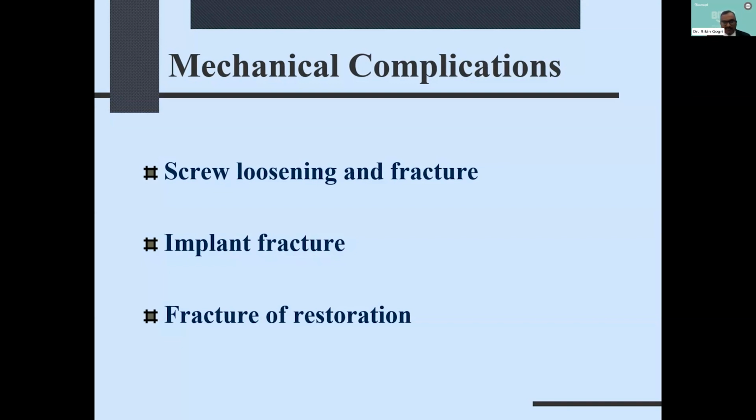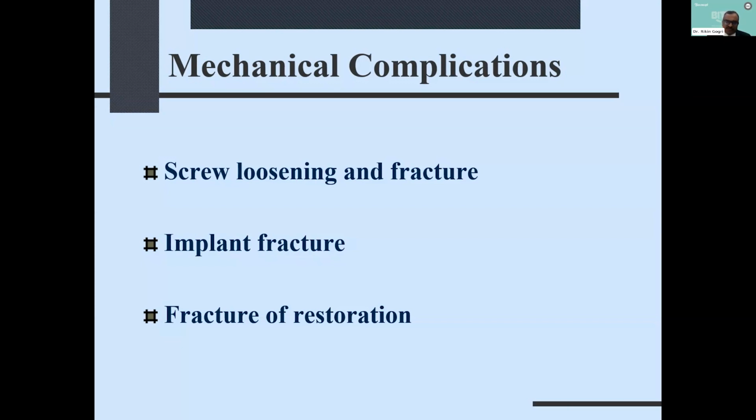Implant fracture is a rare complication. Once it happens, you don't have any option but to either leave the fractured implant as it is inside the bone and find a site for a new implant placement, or, if it is not too deep, surgically remove the implant, wait for the bone to heal, and then put a new implant.